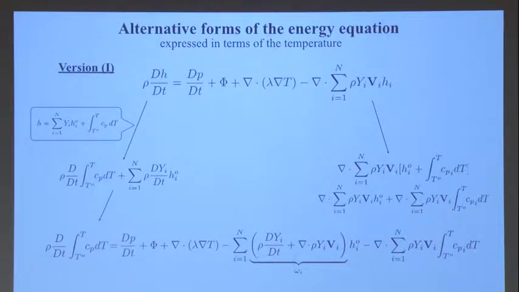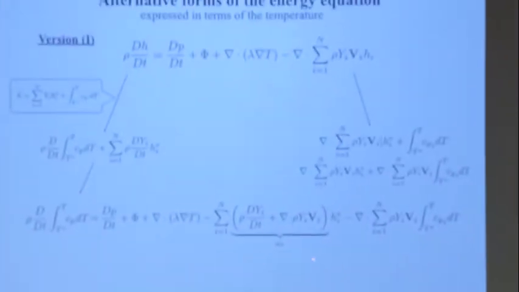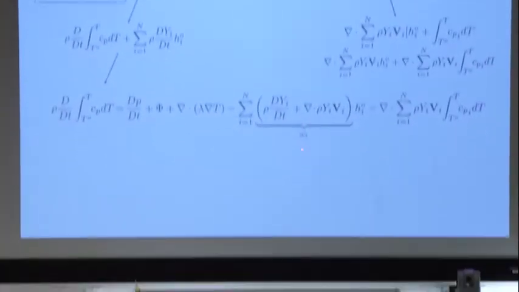And when you take the divergence of this and manipulate this term, clearly one of the contributions will still have those specific enthalpies, which is here, and the remaining term. Now, you see that what's here under this bracket is exactly the left-hand side of the species equation, and so it's equal to omega I, the rate of consumption of species I.